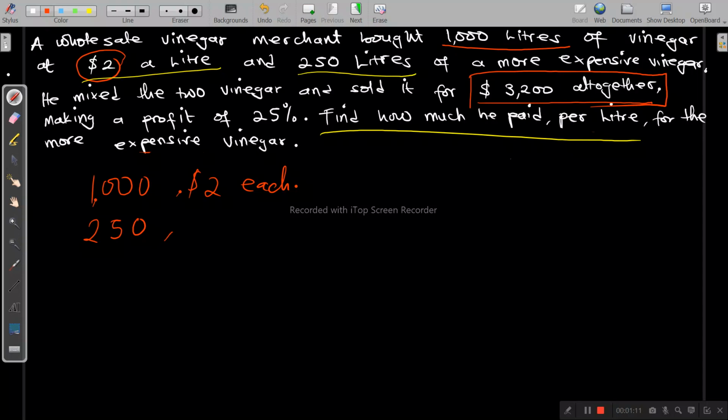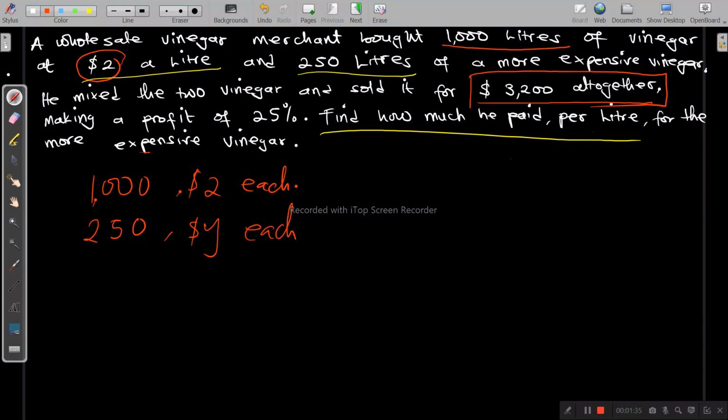He bought 250 liters of a more expensive vinegar. What this statement means is that the person bought an additional 250 liters of vinegar, but this time at a price more expensive than the $2 each. Okay, so let's say y dollars, which we don't know, each.